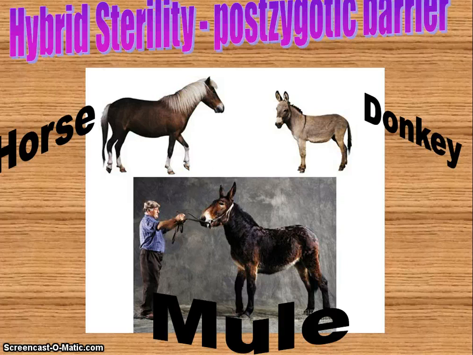So this is an example of hybrid sterility. We have a horse and a donkey mating to make a mule. The only way to get a mule is to mate a horse and a donkey.